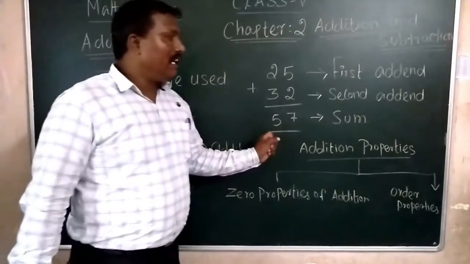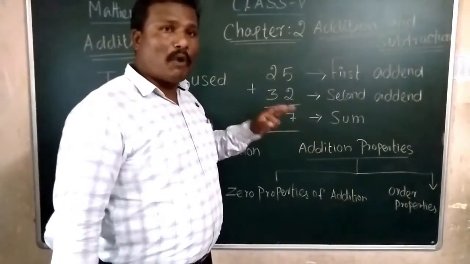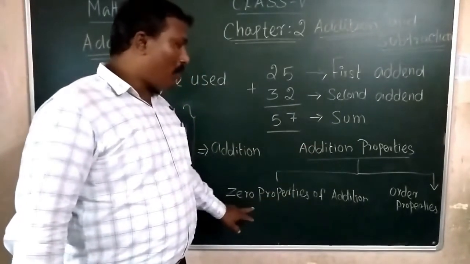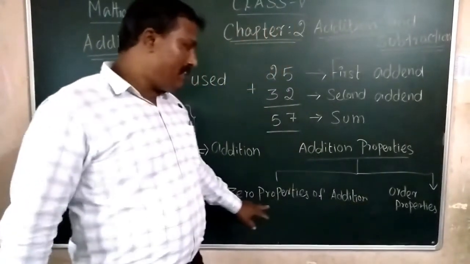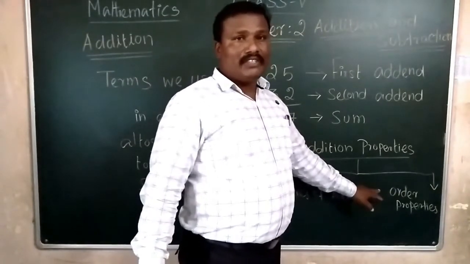Then when we add the numbers, we have to follow some properties. There are two types of properties: zero property of addition and order property of addition. So what is meant by the zero property of addition and the order property of addition? We will talk one by one.